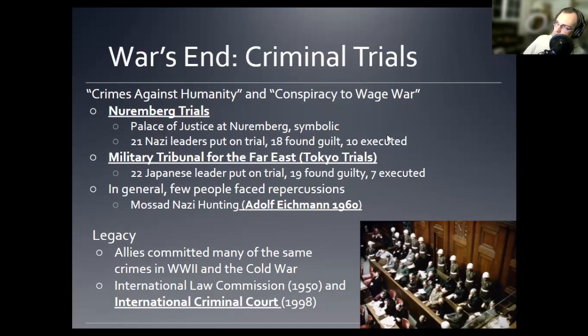But all the same, the Nuremberg Protocols did lay the groundwork for the International Law Commission, which was put together in the 1950s to draw up the first set of international laws regarding the conduct in conflict and the conduct of leaders. This would eventually result in the creation of the International Criminal Court in 1998, which has tried a number of high-profile leaders accused of committing war crimes.